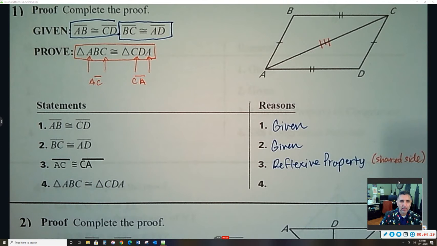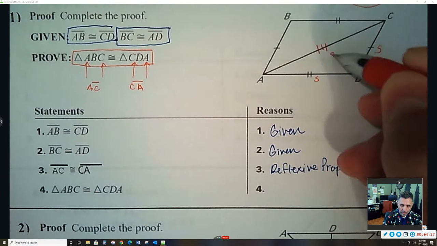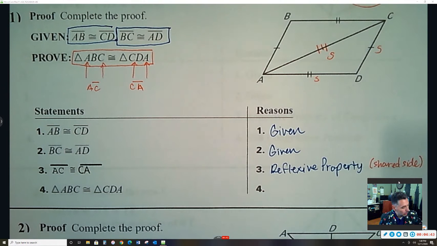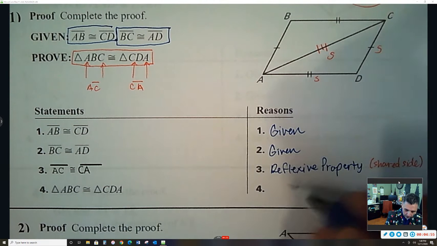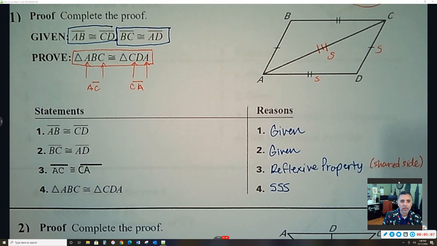Okay. And then the last one is our proof statement, and if we go back to the diagram, we have side, side, side, and hopefully you remember that's one of the shortcuts that we're going to use to prove two triangles congruent. It's actually called the side, side, side postulate, and I cannot find my cheat sheet that has all of them on there, but side, side, side is one of them. Side, side, side congruence postulate. Okay, so that's number one. Go ahead and pause it right now. Write this down, and then we're going to move on.